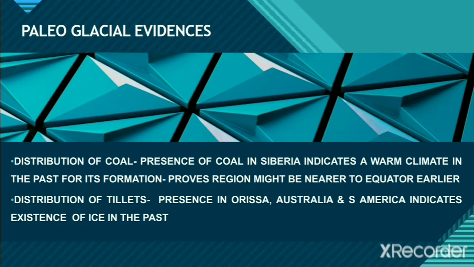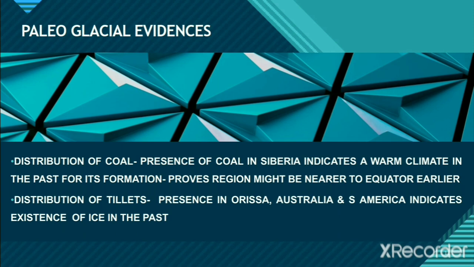The evidences to support the drift are also given from the distribution of some of the paleoclimatic evidences. One is the distribution of coal. In any area where coal is found, it can be sure that these regions were covered with thick forest and a warm climate. At present, Siberia has a very cold climate, so it cannot have thick forest. But in the Siberian region, you can find good quality coal deposits. This proves that Siberia might have been in a warm climate in the past, giving evidence of drifting.